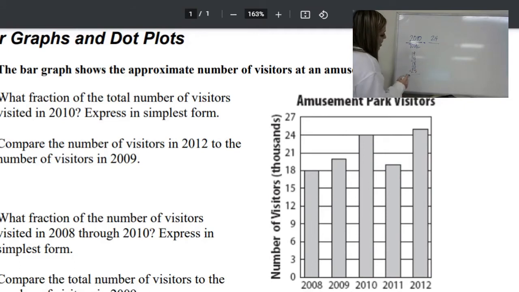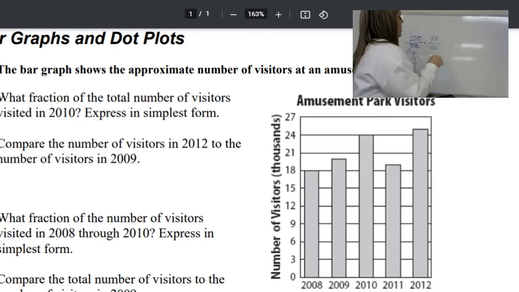Let's see. 4 and 5 make 9. 9 plus 9 is 18. And 18 plus 8 is 26. The 6 can stay, but the 2 got to go. And we have 2, 4, 6, 8, 9, 10. So 106,000 visitors for those years.